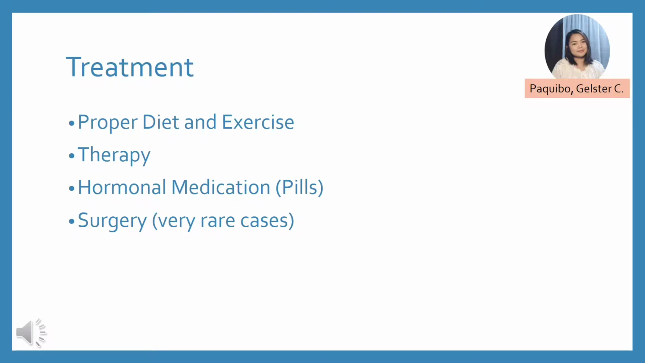Next is hormonal medication or taking pills. Taking hormonal medication has been approved in treating amenorrhea because birth control pills or other hormone therapies can restart the female's menstrual cycle. Amenorrhea caused by thyroid or pituitary disorders may be treated with medication. And lastly is surgery, but surgery is very rare in amenorrhea. These treatments can be applied in both types of amenorrhea.